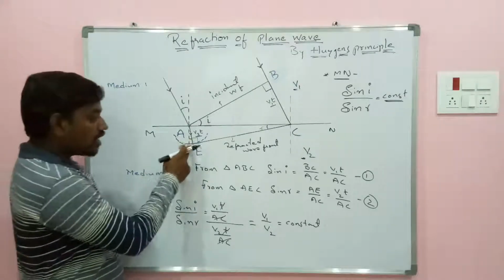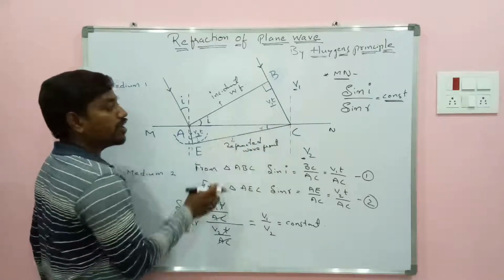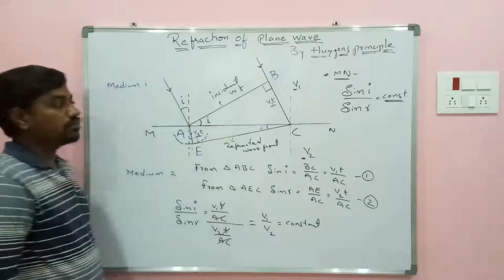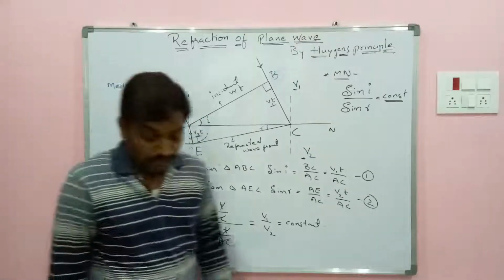So here is the angle of incidence and here the angle of refraction. If this angle is r, by the geometry this also will be r, and if this angle is i, by the geometry this will be the angle i. So refraction also is hence proved.